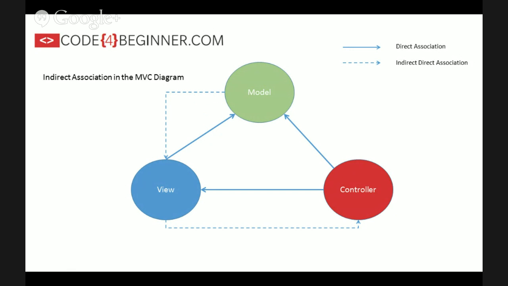The view again has an indirect association with the controller, which means the view does not create an instance of the controller object and send it to the controller. The view just sends the data as query text. It is not sending it as an object. And it is up to the controller to look at the data and bind it.